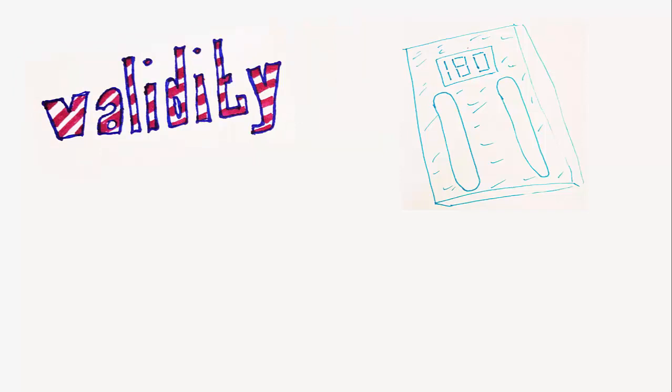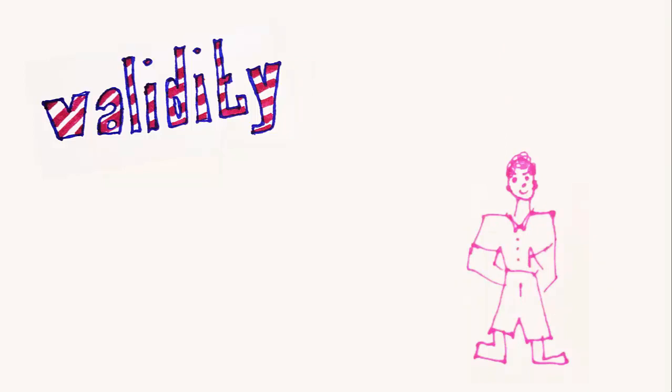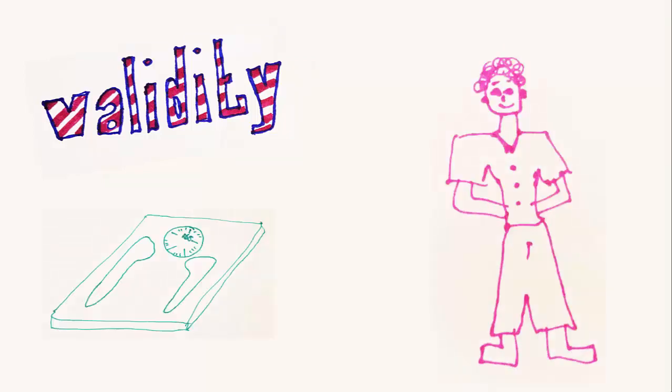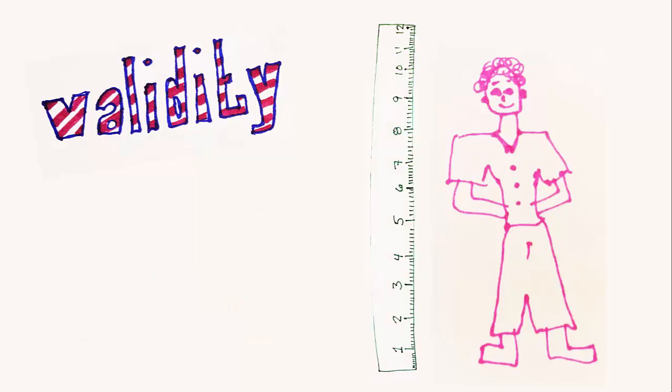Here's another example. As your kids grow, you want to track their height. If your child told you that she wanted to use the bathroom scale to check how much taller she is, you'd tell her that this scale measures weight, not height. Instead, we would use a tape measure or a ruler to do that. The scale is not a valid instrument to measure how tall she is.